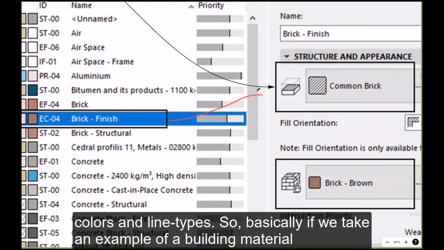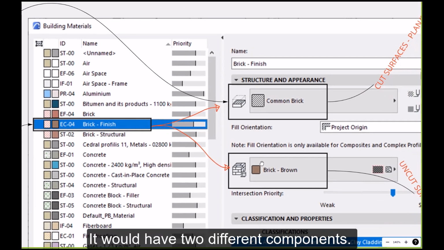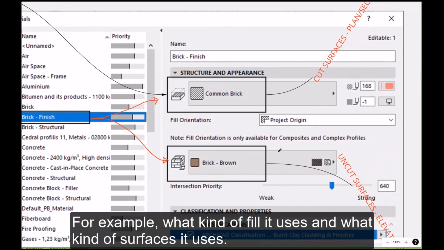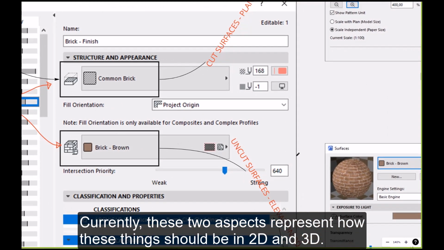So, basically, if we take an example of a building material, which in this context is a brick material, it would have two different components. For example, what kind of fill it uses and what kind of surfaces it uses. Currently, these two aspects represent how these things should be in 2D and 3D.